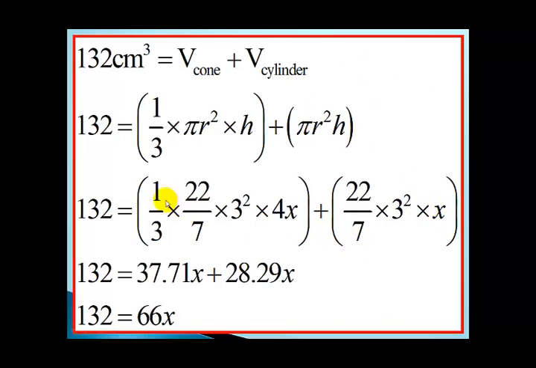Now we have 132 is equal to 1/3 times 22/7 times 3 squared, that is 9, times 4x, which will give us 37.71x, plus 22/7 times 3 squared times x, which will give us 28.29x. And now 37.71x plus 28.29x will be equal to 66x. And so 132 is equal to 66x.